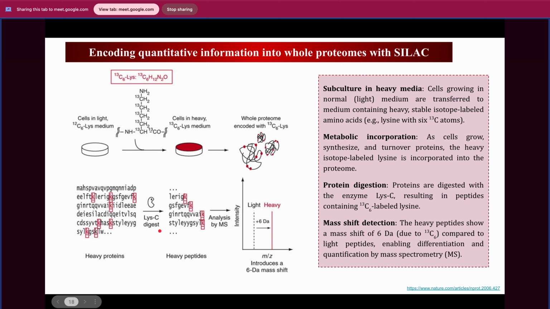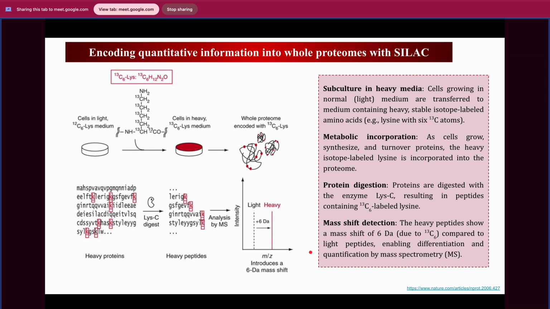Now they have performed a lysine C digest, in which the protein is cleaved at the C-terminal of lysine. So there will be multiple peptides generated. Now these will be the heavy peptides. If at the same time another cell in the normal condition is taken, the peptides generated will be the light peptides, and then the analysis can be done and both the light and heavy peptides can be compared. They have mentioned that in this case the difference between both these peptides will be 6 daltons. So that is the mass to charge ratio, and it introduces a 6 dalton mass shift. By incorporating this heavier isotope, the mass gets changed.